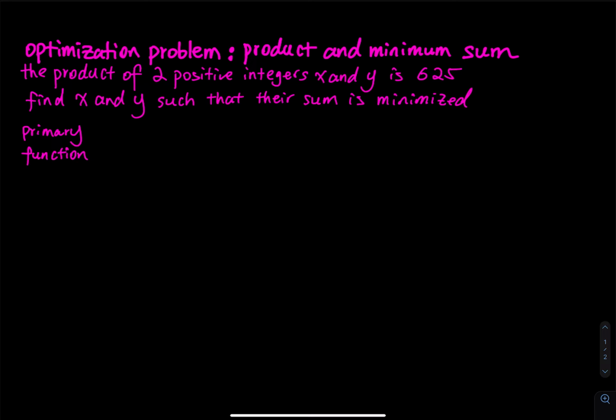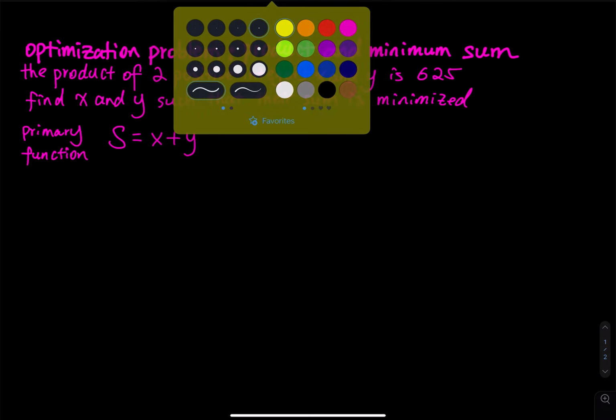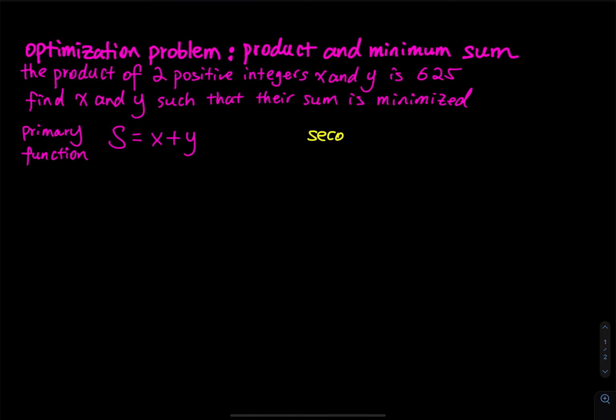So I'm going to say the sum is equal to x plus y, and then you leave this alone for a little bit, and then you move on to the secondary. The secondary function is what is given. The given condition is you have two positive integers, x and y, and their product is 625. For the secondary function, let me use a different color.